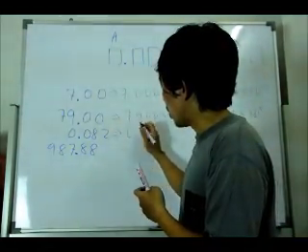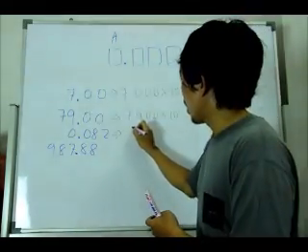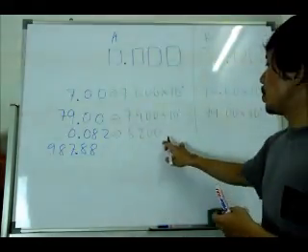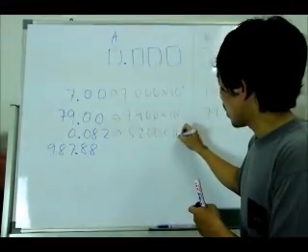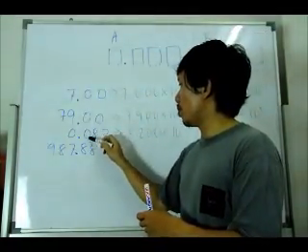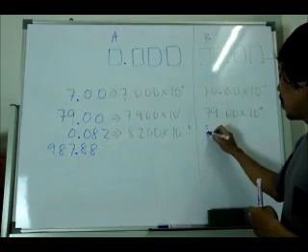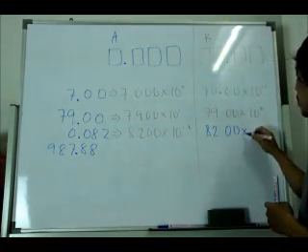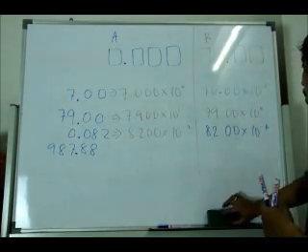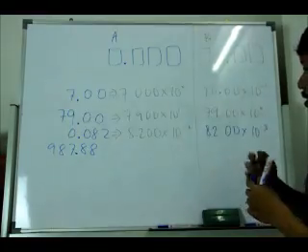Similarly, 0.082, sorry, I was halfway to writing 0, which is wrong. 8.200, remember there must be 3 spaces, times 10 to the negative 2, is it negative 2 or negative 3? 0, 1, 2, yeah. And here it becomes, maybe I should use this instead. 82.00 times 10 to the negative 4. Always one less than this.